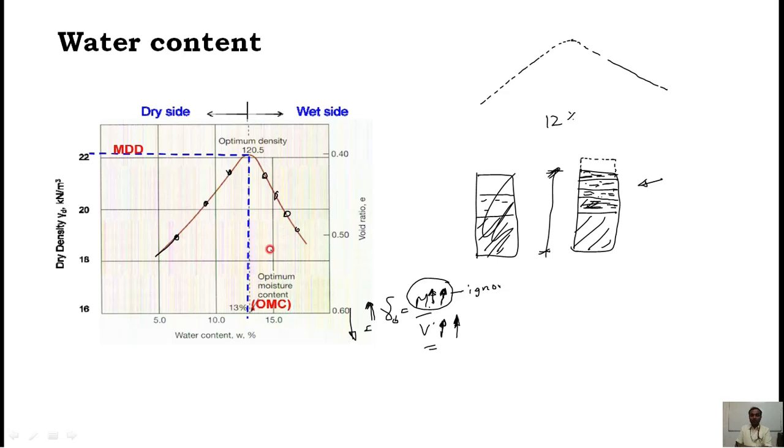Then at a particular point you get one peak point, which is called OMC and MDD, that we already learned. Understood? Therefore water content is a very important parameter which affects our compaction. To get the maximum density, you should not add too much water, and you should not add too little water either. You should add optimum water. This is one point.